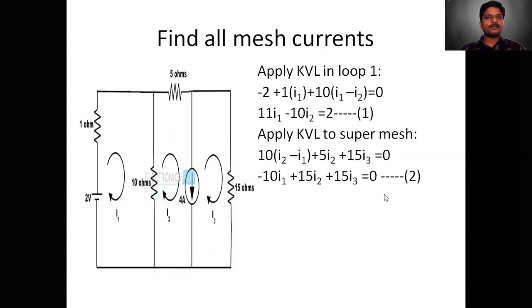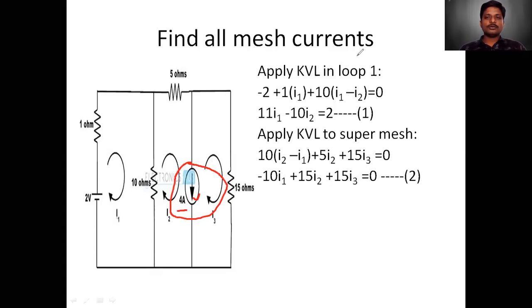In order to solve these equations, we need an additional equation, because for normal mesh 1, we have already written equation 1. For the super mesh, we have already written equation 2. We don't have any other meshes to write equation 3. Therefore, we will use the circuit diagram for writing equation 3. You can see here, the current source is connected between two meshes, and its value and direction are given.